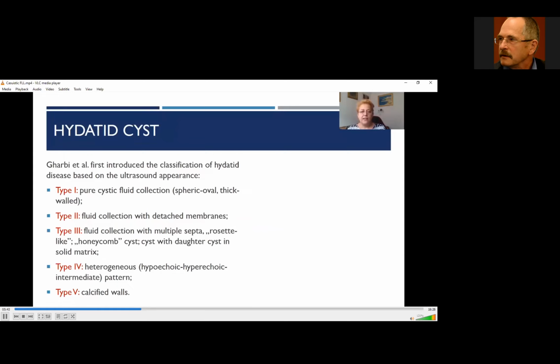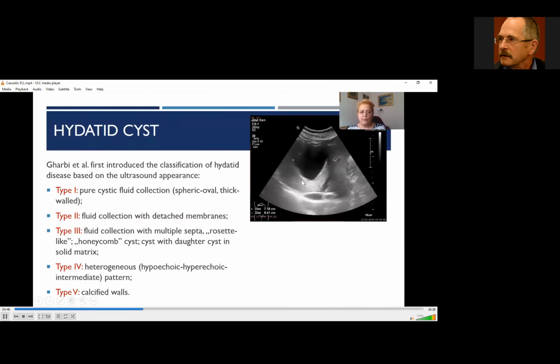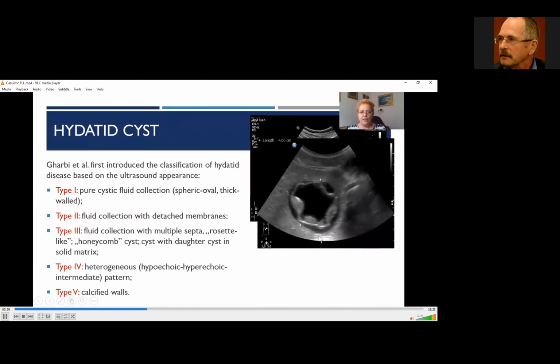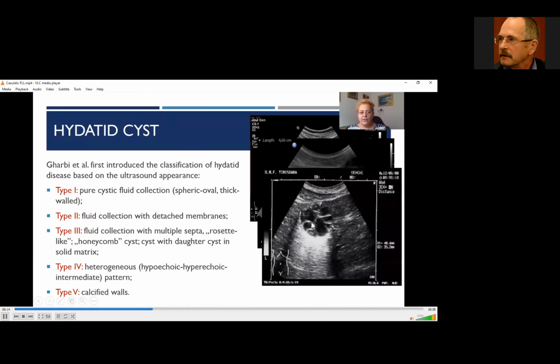Gharbi and collaborators first introduced the classification of hydatid disease based on the ultrasound appearance. Type 1 is a pure cystic fluid collection, as you see here, with a thick wall that corresponds to a young hydatid cyst. Type 2, the fluid collections with a detached membrane. It's an aspect we wish to encounter after treatment of the hydatid cyst, that means that the parasite has died. Type 3 is a fluid collection with multiple septa, with rosette-like aspect or honeycomb aspect.